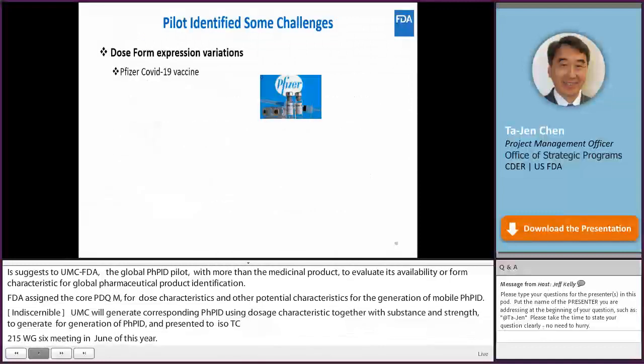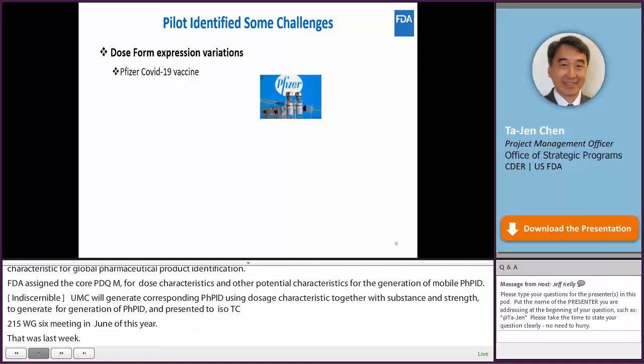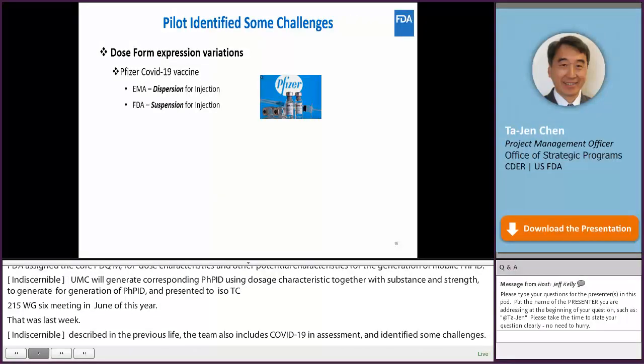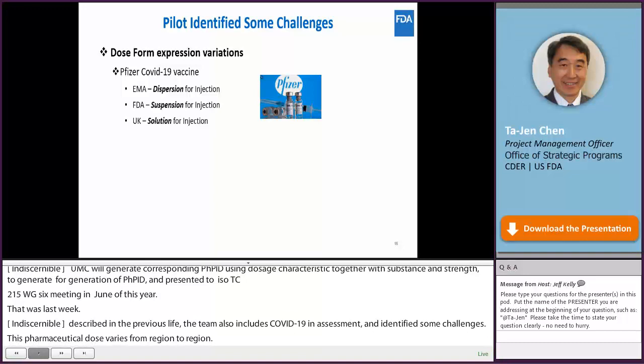Besides the medicinal products based on the 34 substances as described in the previous slide, the pilot project team also included the COVID-19 vaccine in the assessment and identified some challenges. The pharmaceutical dose form for the Pfizer COVID-19 vaccine varies from region to region. It is noted as dispersion for injection by EMA, suspension by FDA, and solution for injection by the UK. We were not able to generate an identical level for PhPID for the same product.